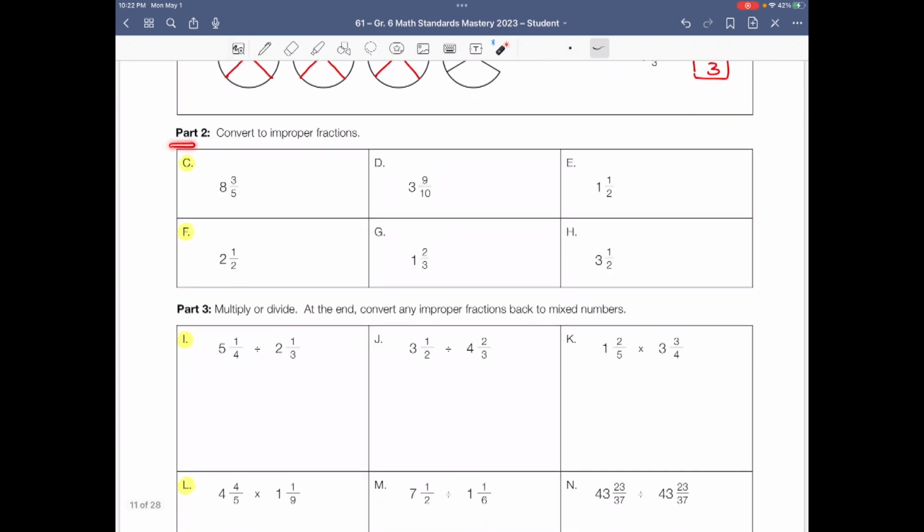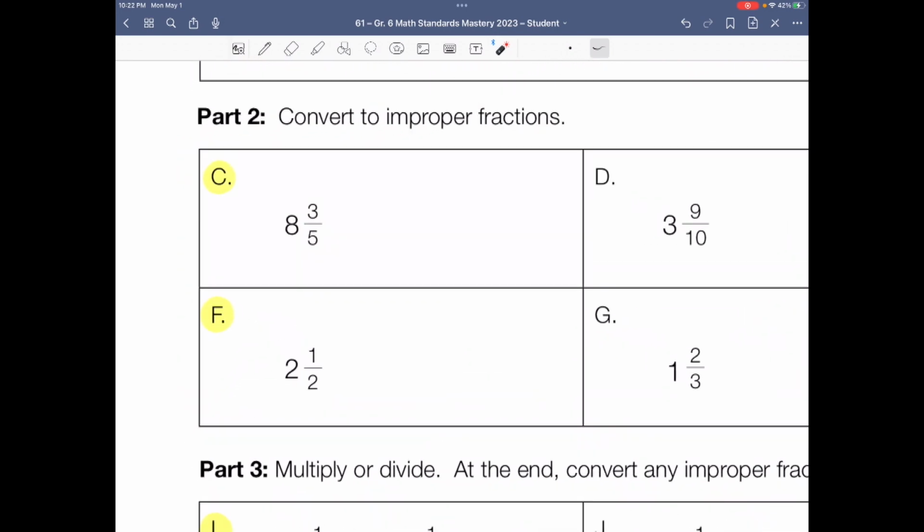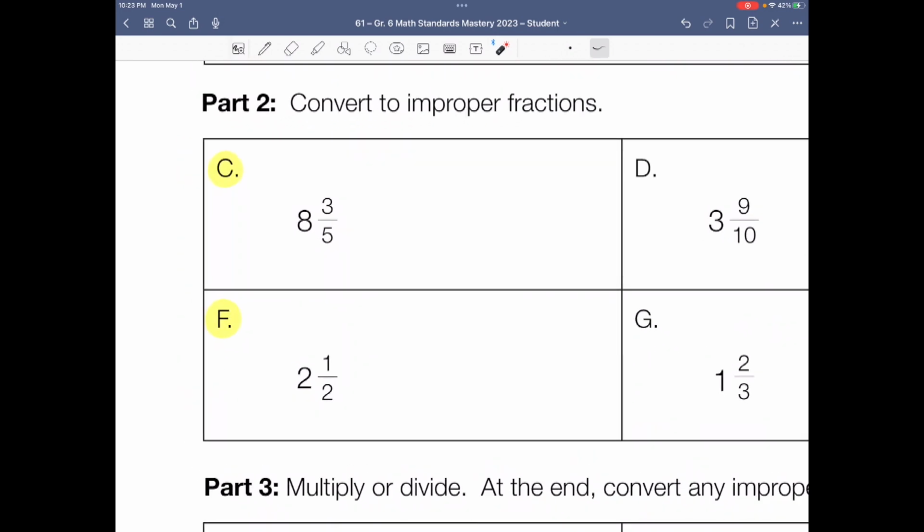Part 2, convert to improper fractions. And we're going to do these two problems without drawing the model. So we'll do letter C and letter F. So write down your equal sign. First, multiply 8 times 5. That's 40. 40 plus 3 more equals 43. 43 what? 43 fifths, since we're working with fifths. Box your answer.